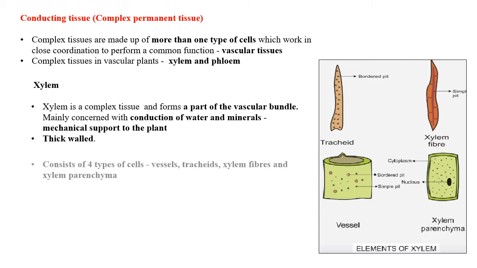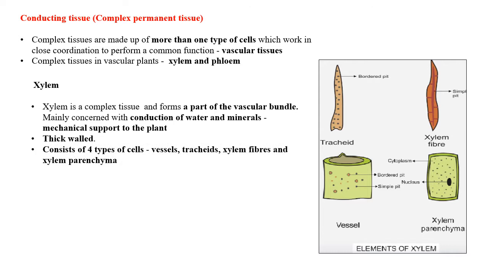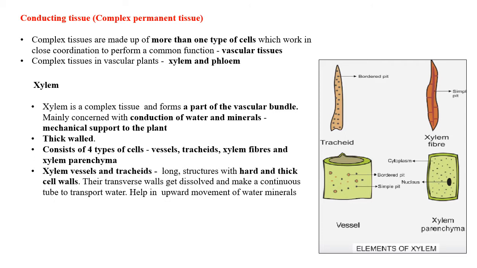Xylem consists of 4 types of cells: vessels, tracheids, xylem fibers, and xylem parenchyma. Xylem vessels and tracheids are long tube-like structures with hard and thick cell walls. The transverse walls get dissolved and make a continuous tube to transport water. They help in upward movement of water and minerals from roots to aerial parts of the plant.